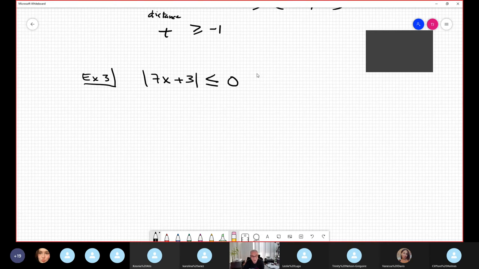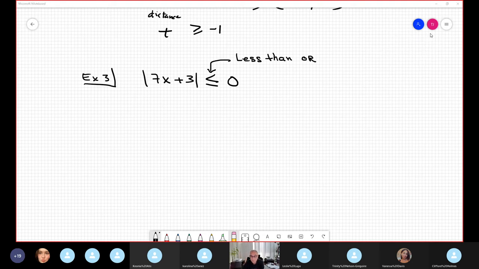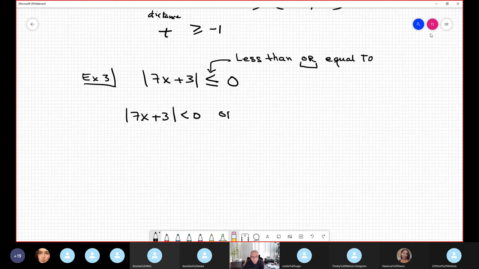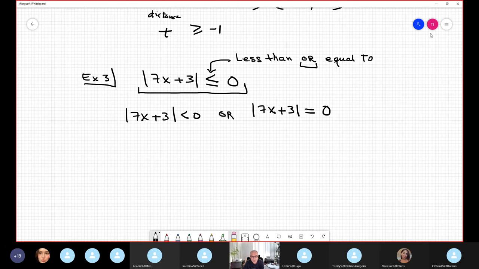Okay, suppose in the test I put something like that. Let me try to do it. I know very well this symbol is less than or equal to. And I also know that when you have the conjunction or, we can split the problem in two problems. So I can split the problem like that: 7x plus 3 less than 0, or equal to 0. This statement and this compound are totally equivalent. Yes or no? Equivalent.